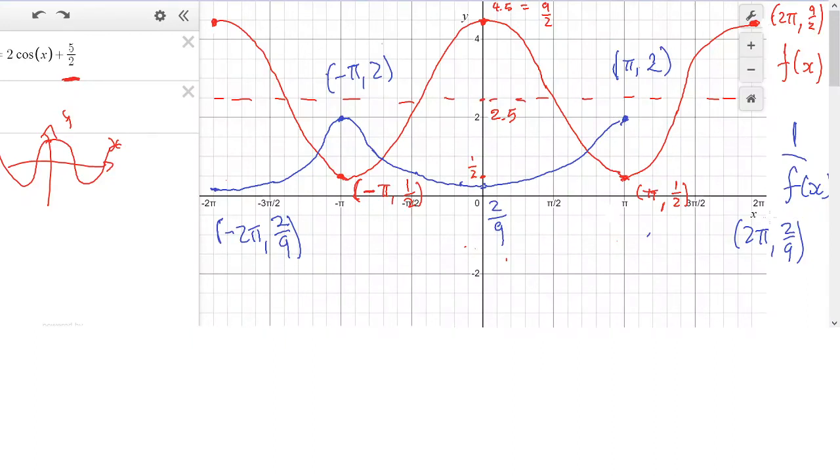Oh, I forgot to put in my other one. Where's that point? It's down there, because it's 2/9, not a half. Just drop that off. Then I can draw the last bit of my graph. It looks like a different kind of cosine, but a bit shallower. Anyway, there is your graph of 1 over f of x, 1 over 2 cos of x plus 5 on 2, and how to graph it. So let's leave it there.